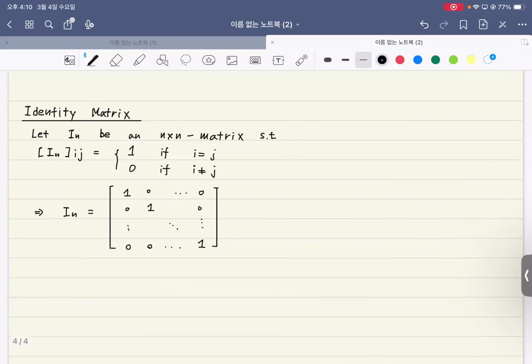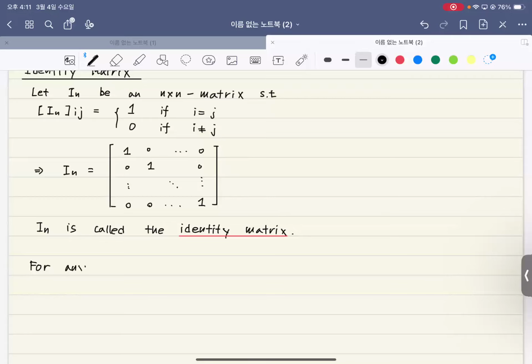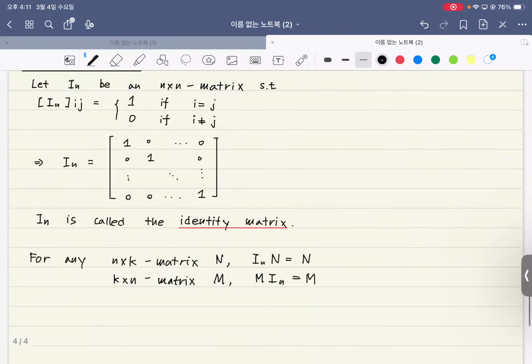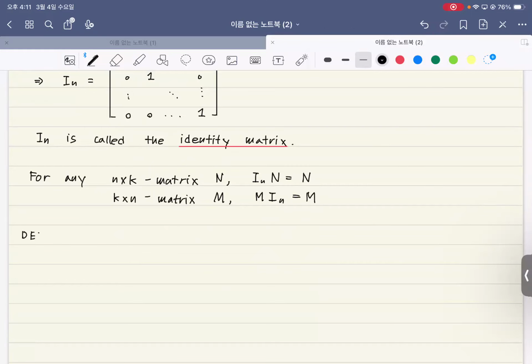And I_n is called the identity matrix. Then for any n by k matrix, multiplying by the n by n identity matrix doesn't change anything, so it has a very nice property. And we also want to talk about the inverse matrix.